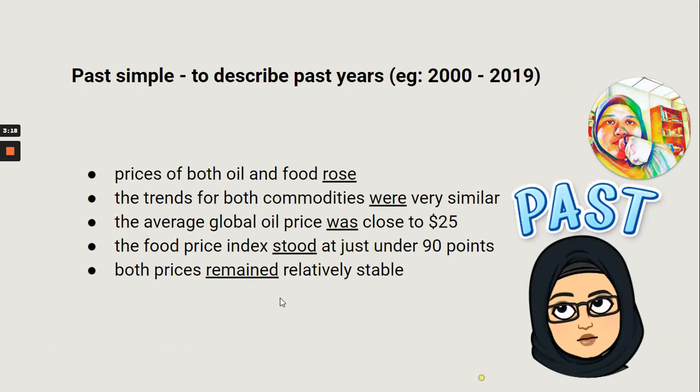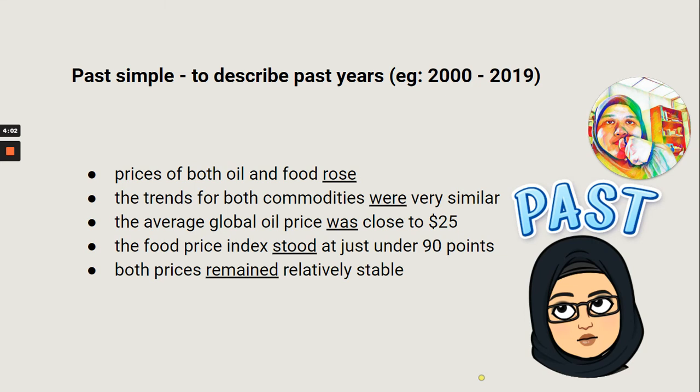Next we have the past simple tense, which functions to describe the past years. For example, from year 2000 until 2019. But when we talk about year 2020, it is still in the present tense, right? For example, among the sample sentences, prices of both oil and food rose. So the verb rose is in the past tense. The trends for both commodities were very similar. The average global oil price was close to $25, and then the other two sentences, stood and remained, are in the past simple tense. All right?